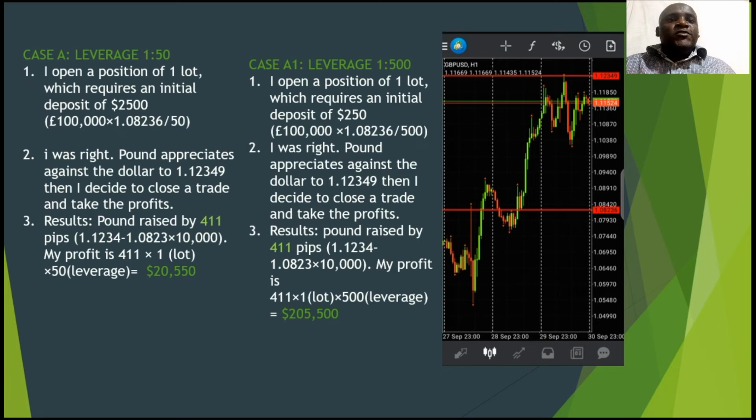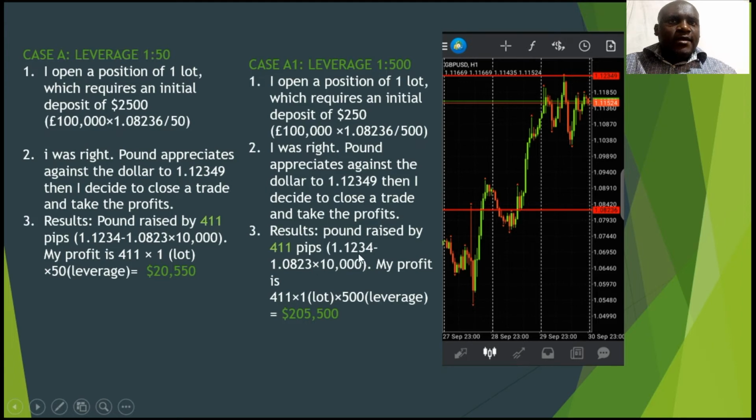So here now, I'll start with 100,000 units of lot, which is the standard, times the current price at which I'm buying this currency, divided by 500. It's going to give me $250. That is the minimum initial deposit that I'm expected to make. I was long, pound appreciated against the dollar to 1.12349, and then I decided to close the trade and take the profit. The result, pound raised by 411 pips.